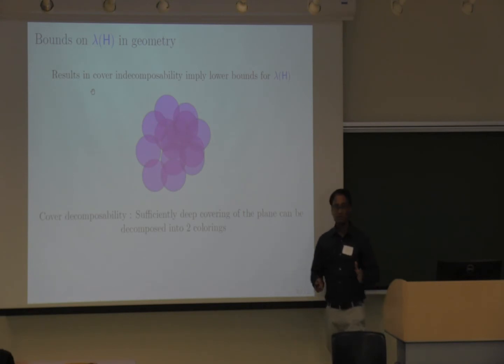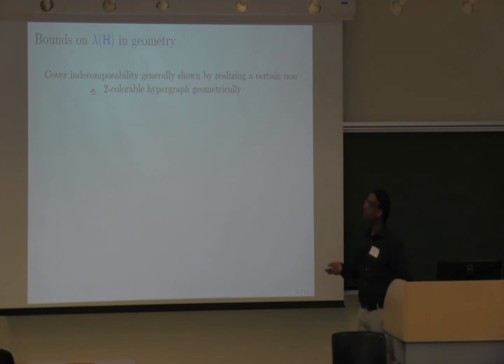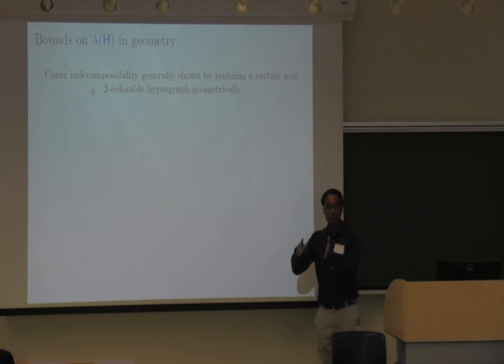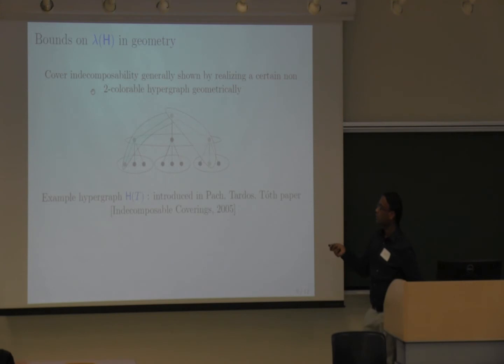Now that is not always possible. That's very counterintuitive, but that's actually the case. It's not always possible, and that's what proving cover indecomposability is about. But there is also the equally fantastic problem of proving that some set of figures is actually cover decomposable. Results in cover indecomposability actually help us to prove lower bounds on the corresponding dual hypergraphs that are defined. Typically, the way they do that is they prove that a certain bad hypergraph that is not 2 colorable can be realized by the class of figures.